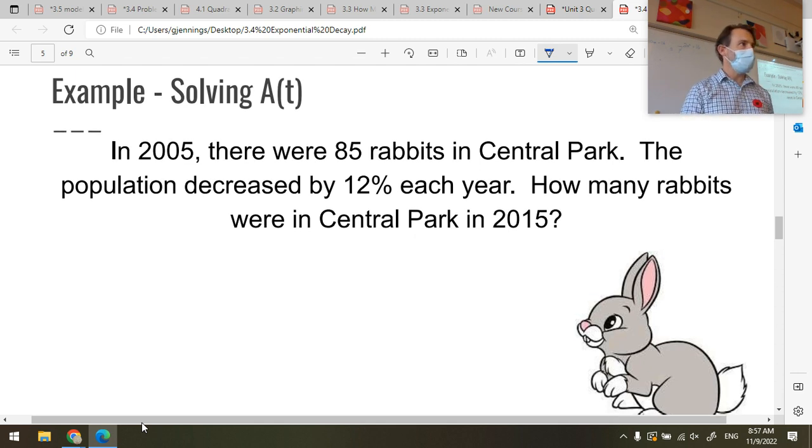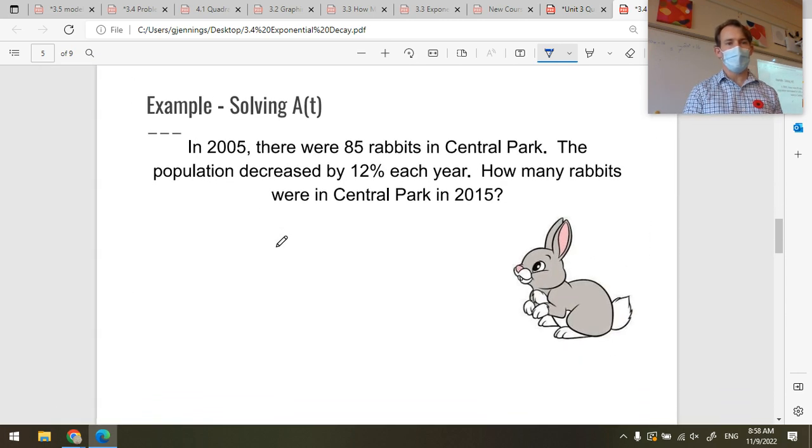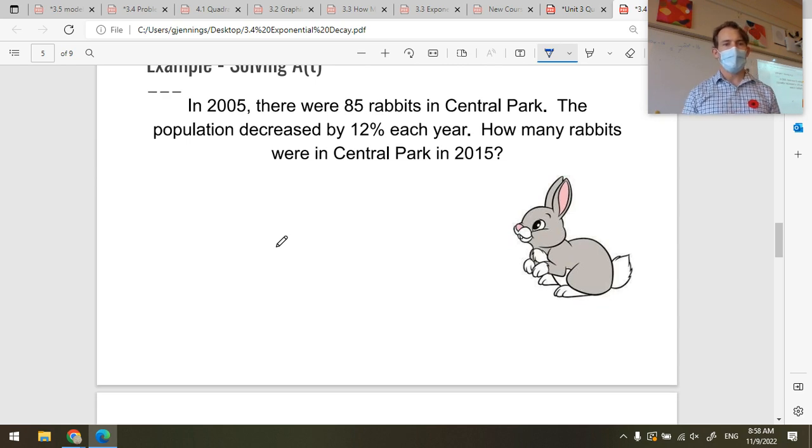So let's take a look at a situation. These poor bunnies. In 2005, there's 85 of them in Central Park. Not a lot for bunnies. And the population is decreasing by 12% every year. Perhaps there's a new park they opened up across town, and the bunnies are emigrating. So let's see. How many rabbits were in Central Park in 2015?